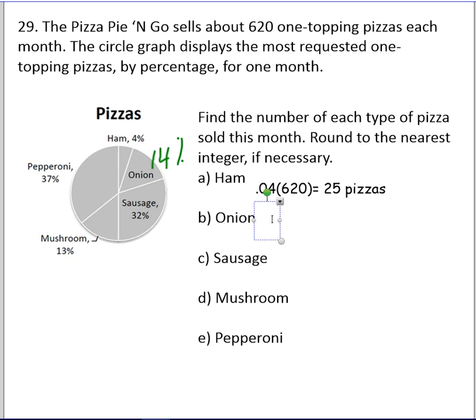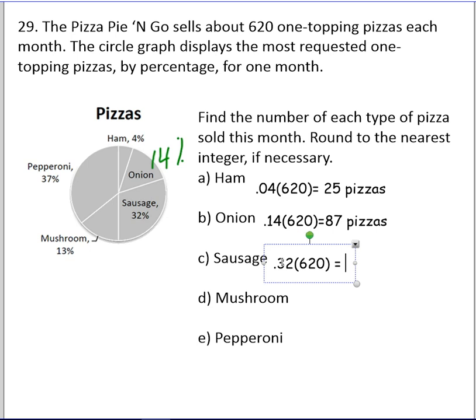Our onion, we found that that's 14%, so 0.14 as a decimal, times our 620 pizzas, that gives us 86.8, so we'll round it to 87 pizzas. Our sausage, if we keep going around the circle, is 0.32 as a decimal, times 620 pizzas, and that'll give us 80.6, which rounds to 81 pizzas.